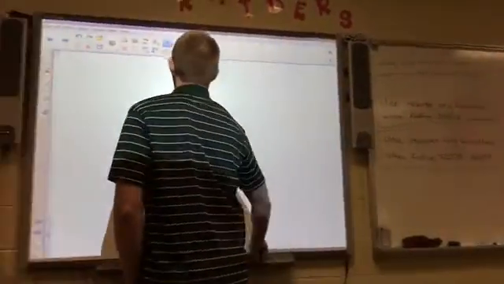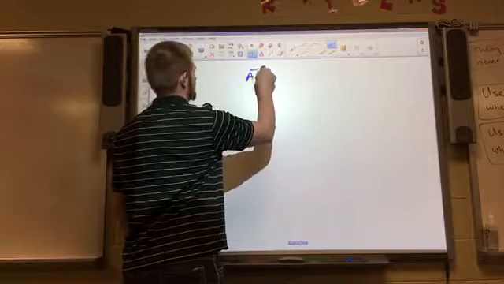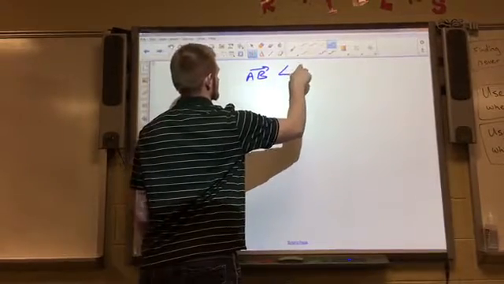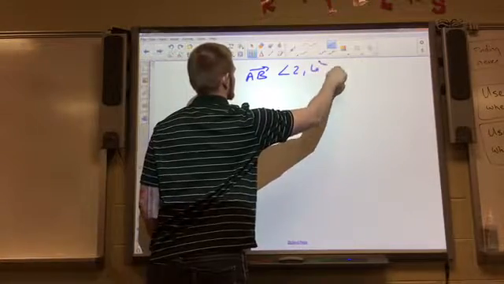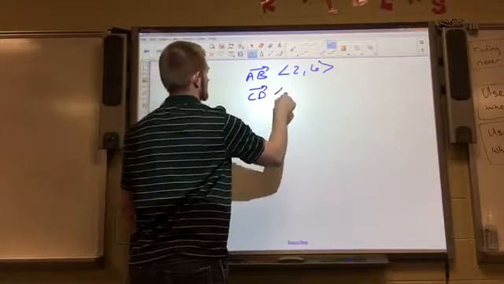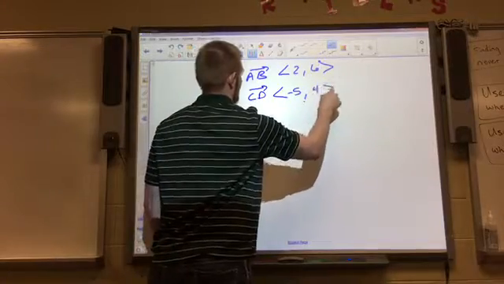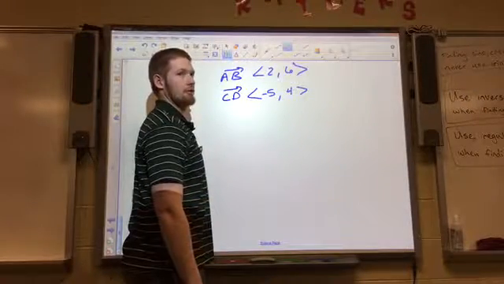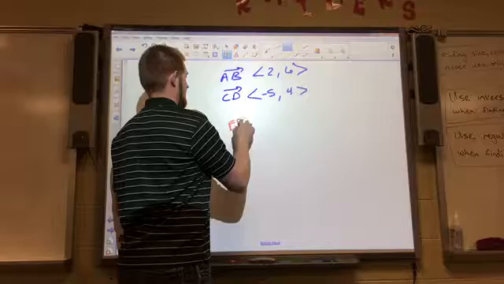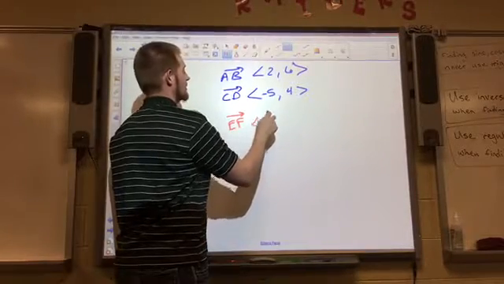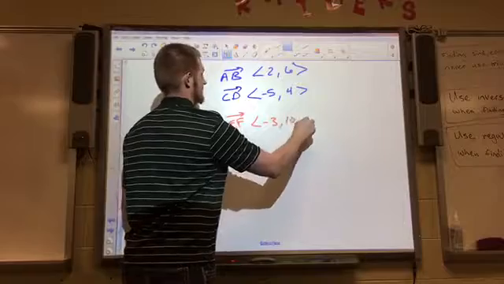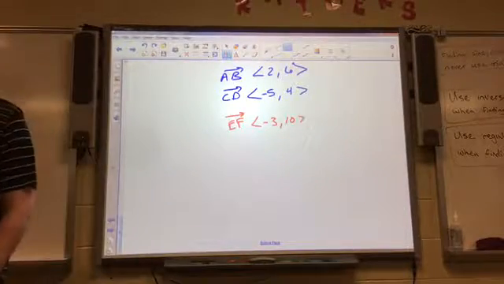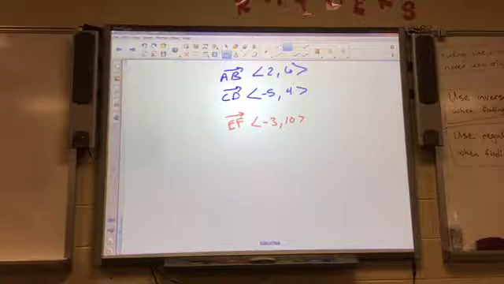The other thing, and the final thing I would have for you, is that if you have two vectors and they tell you to add those vectors together, literally just add them together. So vector EF, my new vector would be -3, 10. Add your x's together, add your y's together. They will give you a new vector. Can we do that part? That's not bad, right?